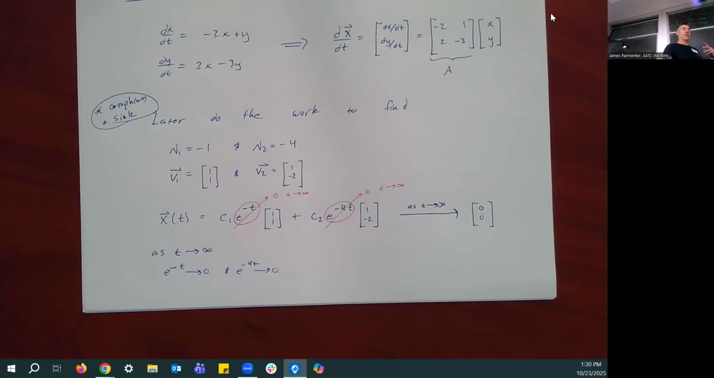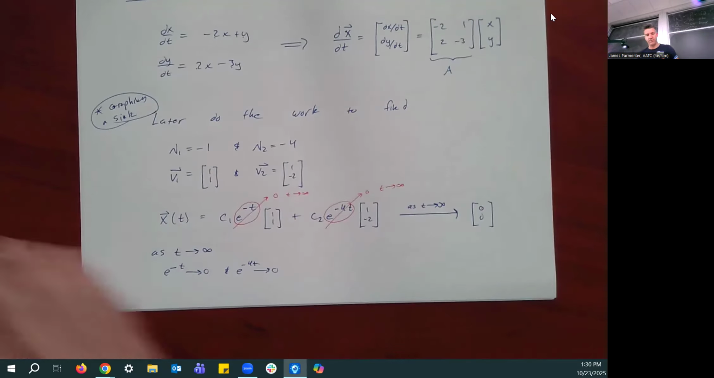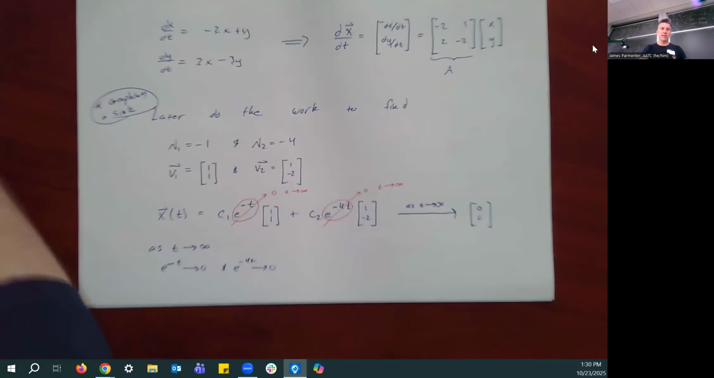Next week on Tuesday, we'll talk about classifying what kinds of equilibria 0, 0 is, whether it's a stable node, an unstable node, a saddle, a spiral. Spirals are when you have imaginary eigenvalues, which are less fun to deal with, but you gotta deal with them. All right. See you all next week.